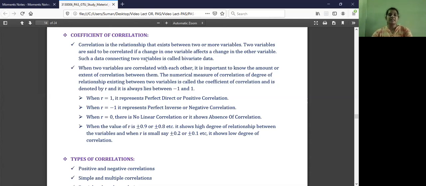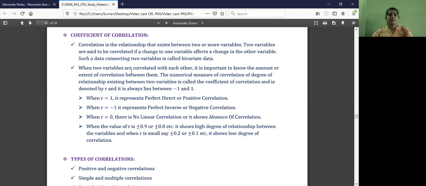So correlation is the relationship that exists between two or more variables. That means two or more variables correlate. This is called the correlation. Two variables are said to be correlated if a change in one variable affects a change in the other variable. That means if we change one variable, then the other variable automatically changes. Such data connecting two variables is called bivariate data.